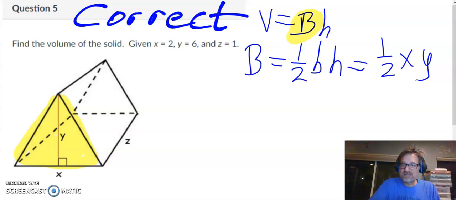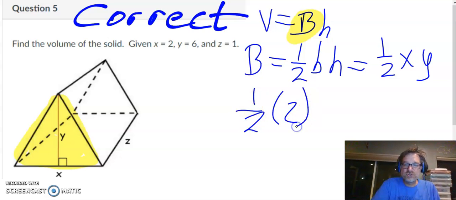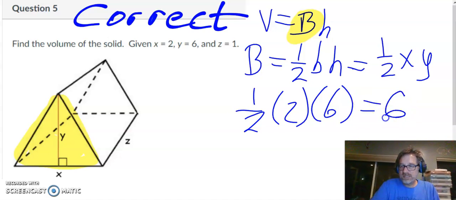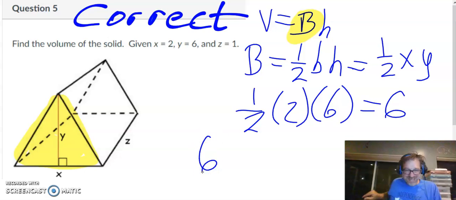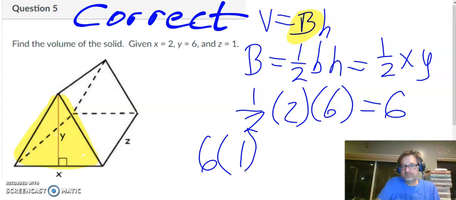So I'm going to do 1/2 of x times y. So we are going to do 1/2 of 2 times 6. And we find out that big B is 6, because 1/2 of 2 is 1. 1 times 6 is 6. So we're going to take that 6, and I am going to multiply it by z, the height, which is 1. So 6 times 1 is 6.